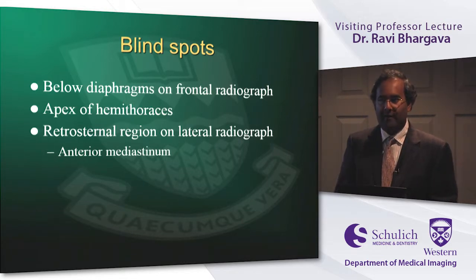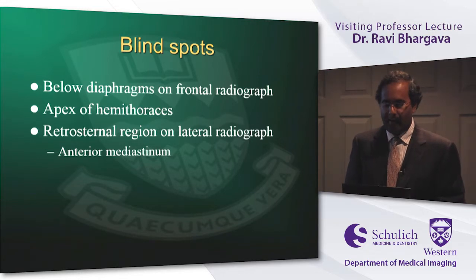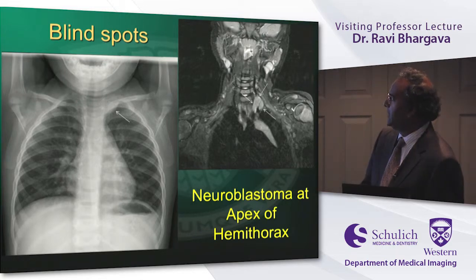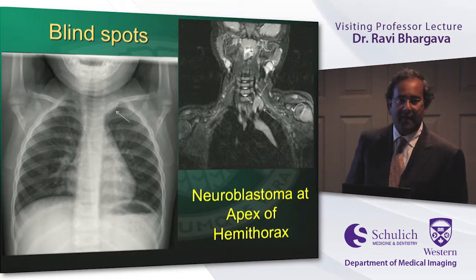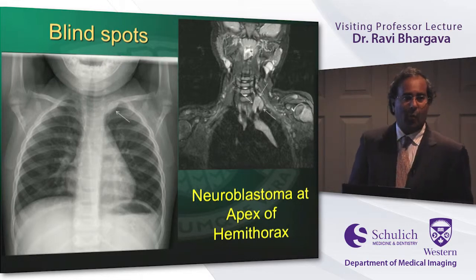And some of the other areas that are blind spots are the apices of the hemithoraces. It's very easy to miss pathology in those areas. And also the retrosternal area on a lateral radiograph, which is the area that constitutes the anterior mediastinum. So here, for instance, is a very subtle area of increased opacity at the apex of that left hemithorax. And this is a child who actually has a neuroblastoma. This child actually presented with Horner syndrome.